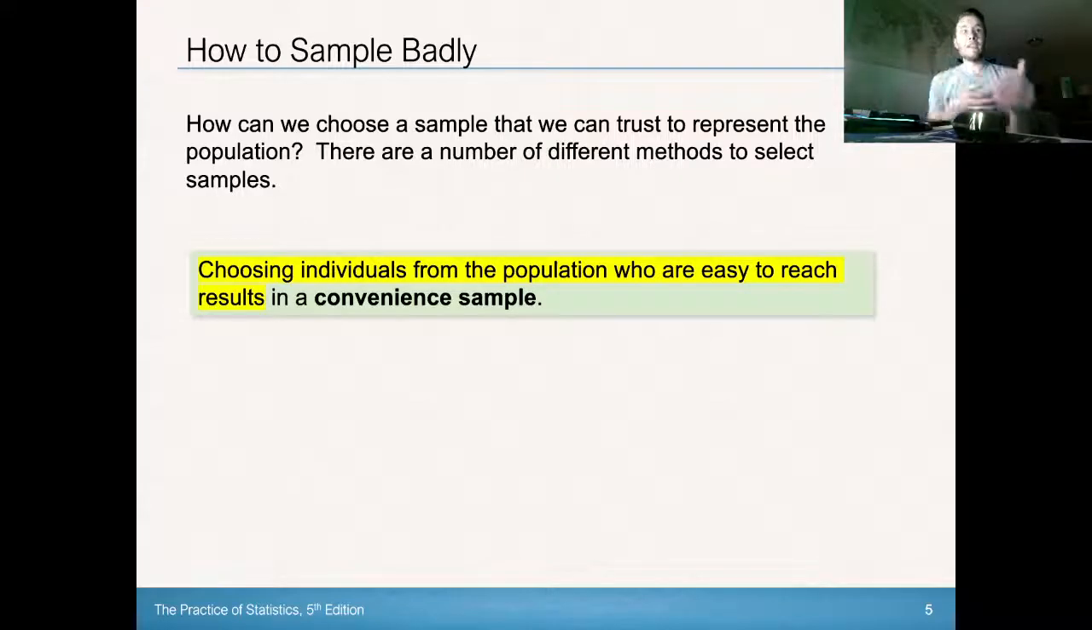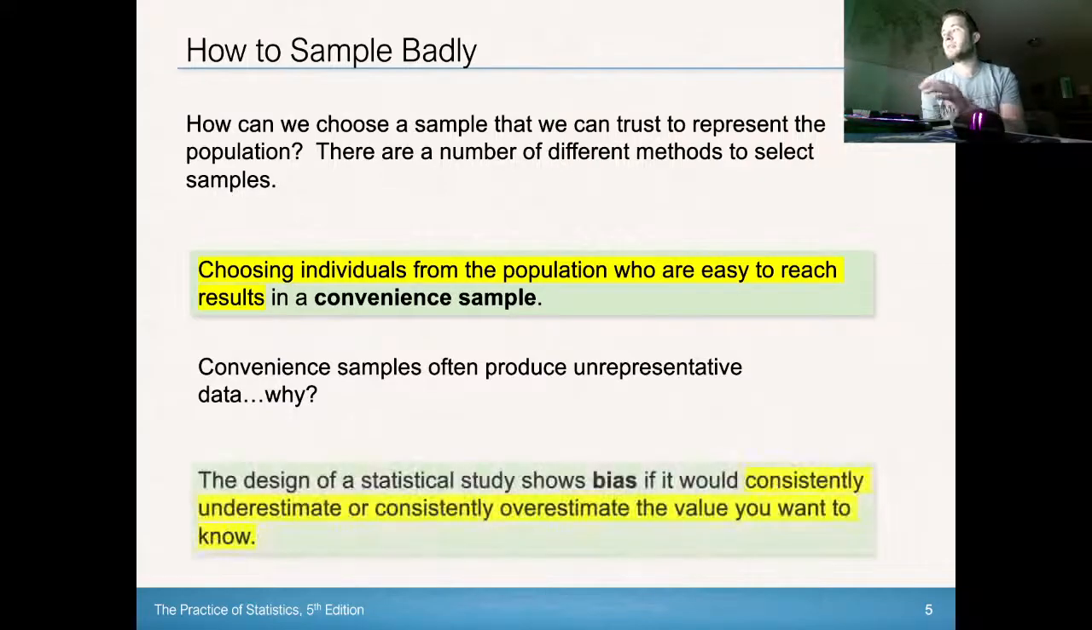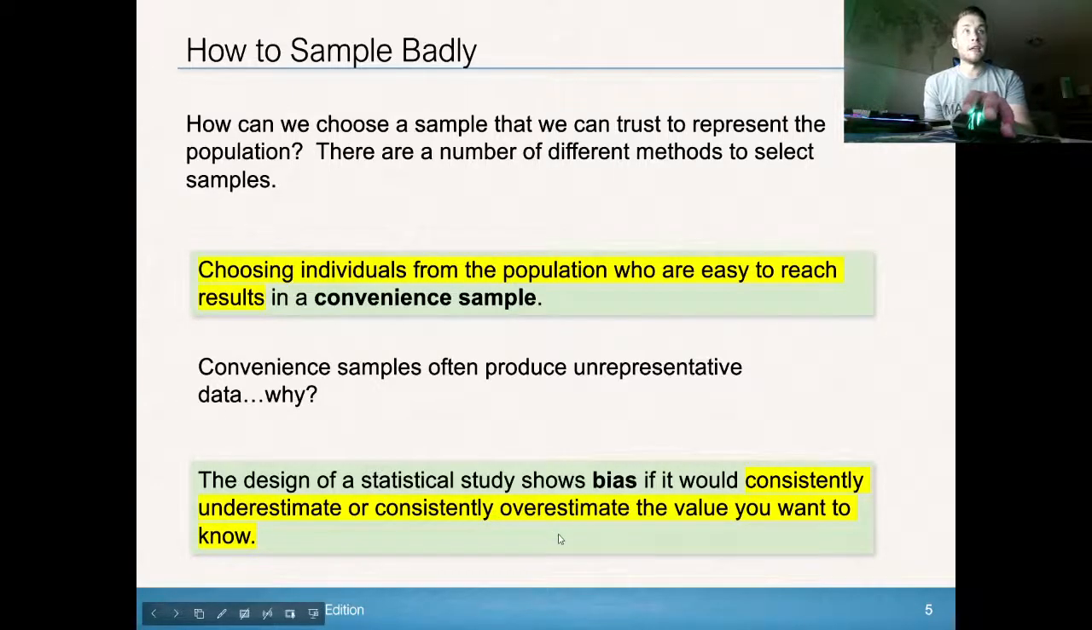It's a convenient thing for me to just send that out and gather that info. But it's biased. So we have this other definition. It says convenient samples often produce unrepresentative data, because the design of a statistical study would show bias, because it's going to underestimate or overestimate the value we want. In our situation, it overestimated. You guys would be way too tall.